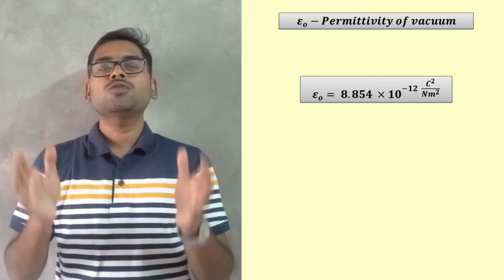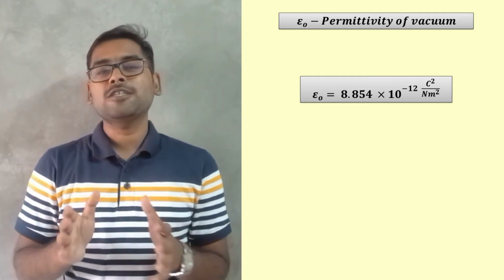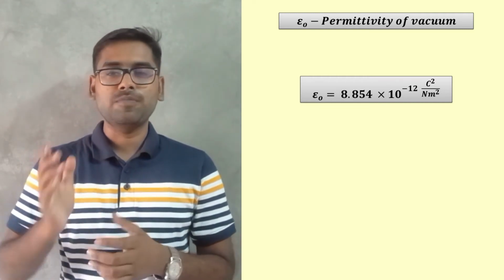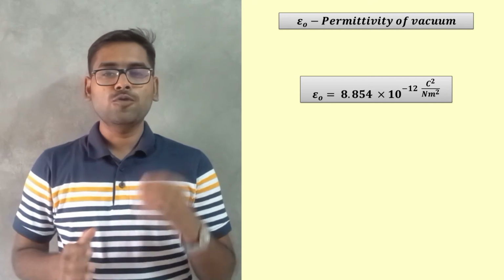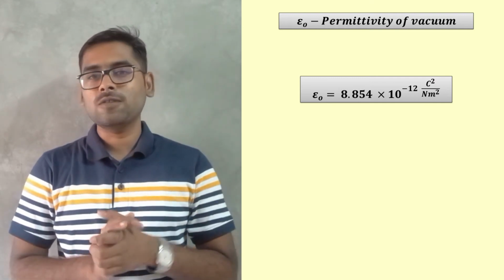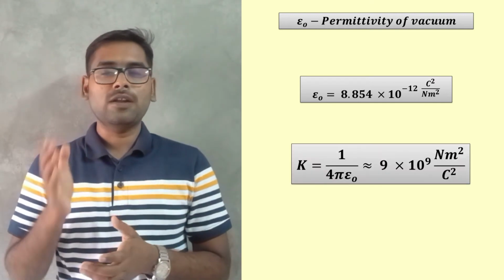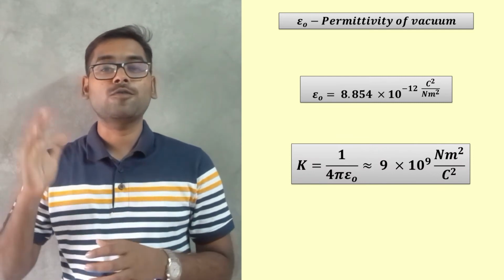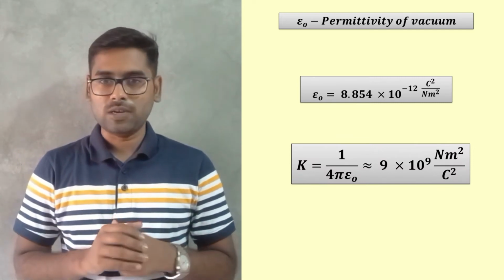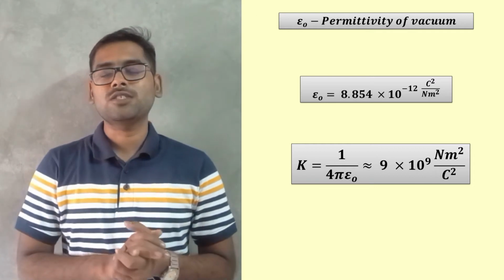Which means two charges will experience the highest force when they are placed in the vacuum compared to other mediums. Now, using this value of epsilon naught, if you find out the value of Coulomb's constant, it will roughly come out as 9 into 10 raised to 9 Newton meter square per Coulomb square. So, this is the value of Coulomb's constant for the vacuum. Guys, now that we know what permittivity is, let us now see what relative permittivity means.